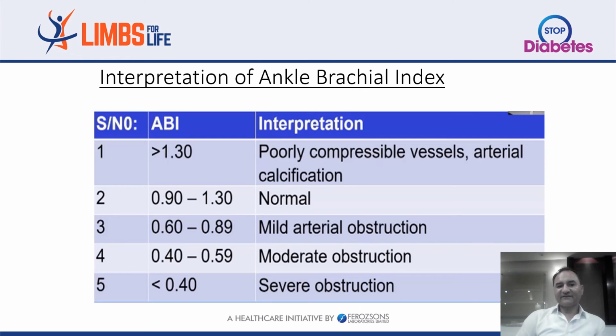On the other hand, if it goes above 1.3, which is serial number 1 in this slide, it means that you've got calcification in the vessels and you've got no compressibility in the vessels anymore. So this is a false good result. You will also take this patient as a patient having peripheral arterial disease.